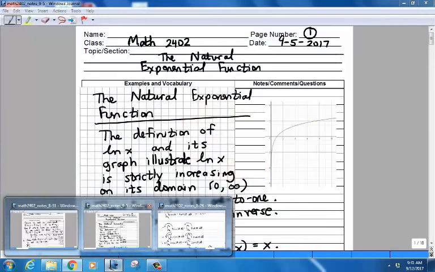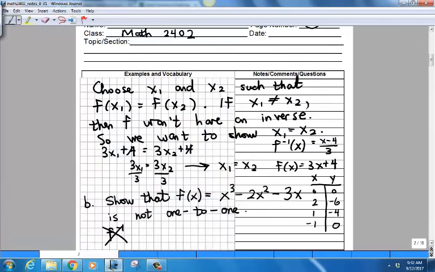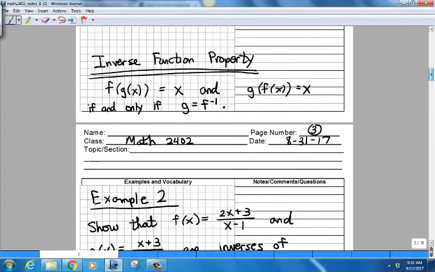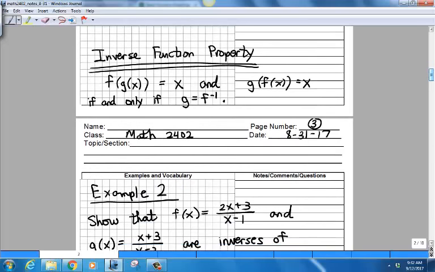Well, when functions don't have inverses, that's not really fun for us. We'd rather them have inverses. This property is sometimes useful to us. This is called the inverse function property.